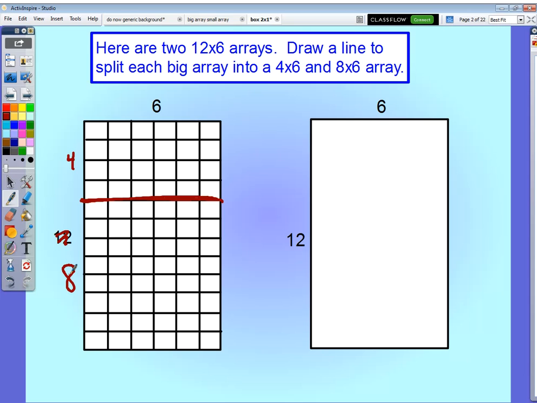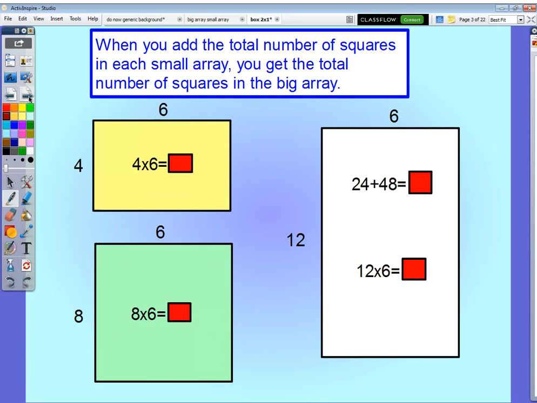I could do the same thing over here, but now I have to use a little more imagination. Instead of 12 up the side, I have a 4 by 6 array, and I just imagine that there's 4 rows with 6 in each row, and then an 8 by 6 array. And again, those two smaller arrays still add up to that same 12 by 6 big array. So how does that help us with multiplication?